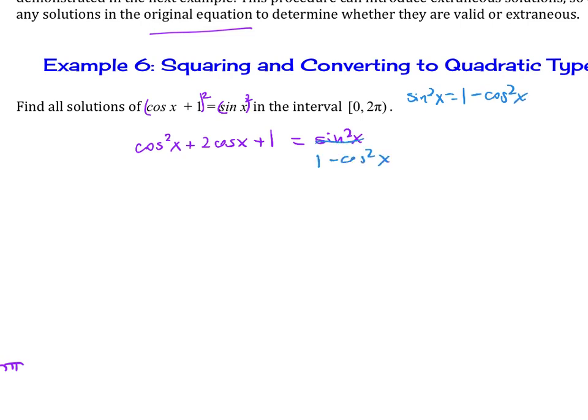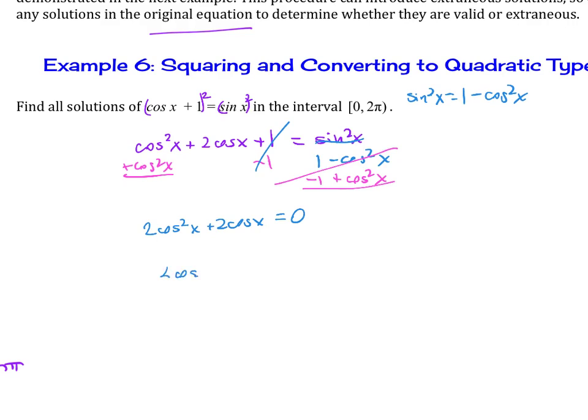So I'll change that, and then let's set everything equal to 0. Subtract 1, add cosine squared of x. Now we get 2 cosine squared of x plus 2 cosine of x, and that goes away, equals 0. We can factor out a 2 cosine of x, and we're left with cosine of x plus 1 equals 0. So set each piece equal to 0, zero product property.